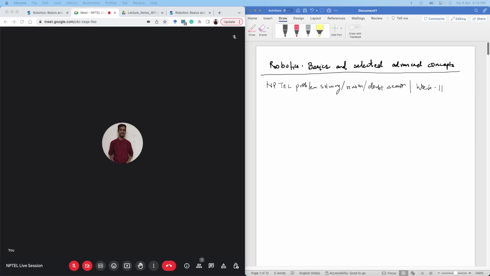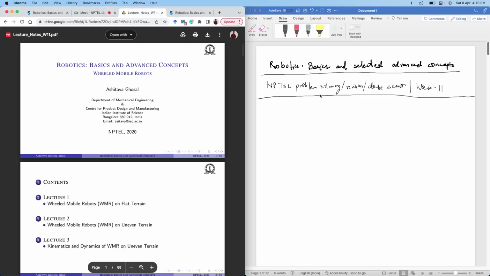And this is essentially a problem solving session. But what I'll be doing is, as I've done in the previous weeks, I will discuss the lecture notes and point out some of the relevant information in those lecture notes that will help you solve the assignment, and also give some insights related to the topics that are there in the lecture notes. So, to begin with, I will just list out what was on.